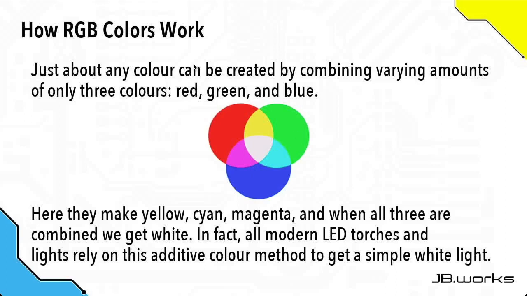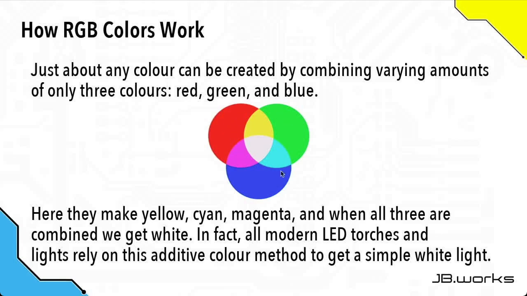So the first thing we'll do is start looking at how RGB colors actually work. Just about any color can be created by combining various amounts of only 3 colors, namely red, green, and blue. We've got an example in the center of the screen here. We've got a red circle, a green circle, and a blue circle. If we combine red and green, we get yellow. If we combine green and blue, we get cyan. And finally, if we combine blue and red, we get magenta.